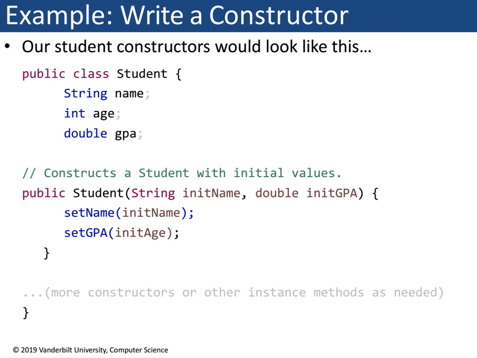And now we could have more constructors which have different parameter lists. So perhaps we would want one where they could pass in the initial name, initial GPA, and initial age. Java would then be able to tell which of the constructors we intended to use based on the parameter list. So this would be overloading the constructor.